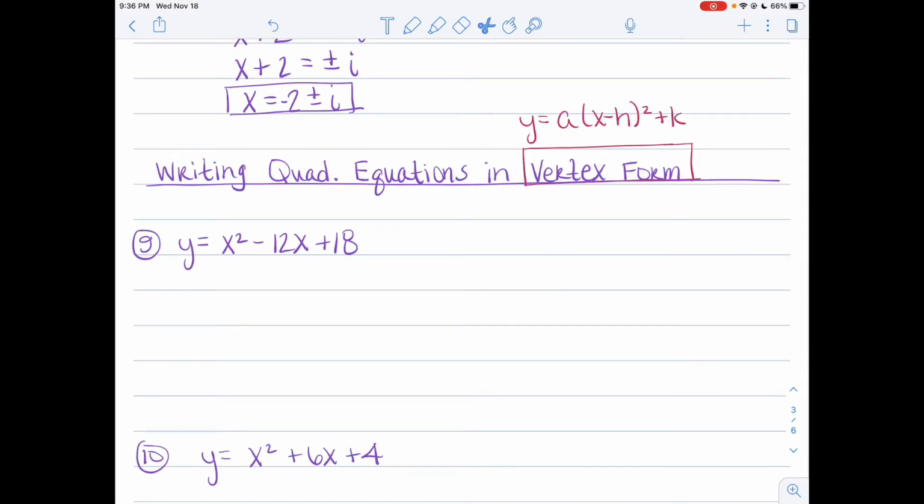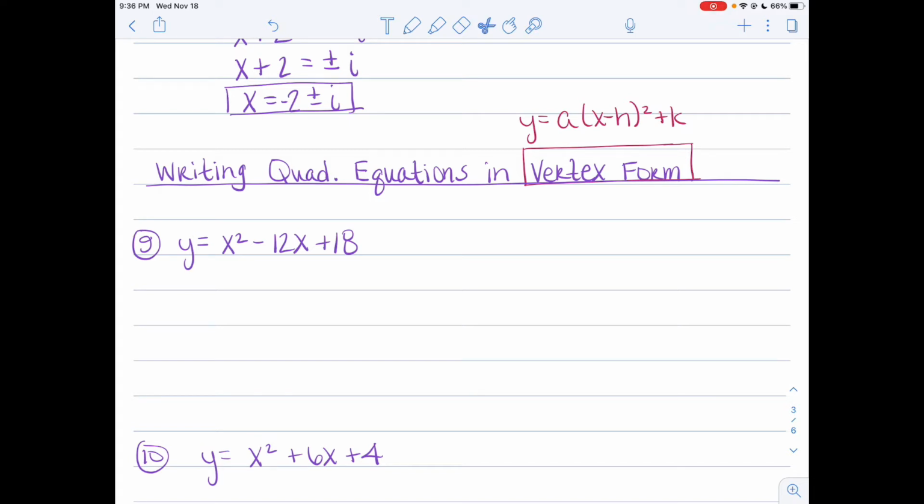All right, so let's take a look at number 9. I have a quadratic equation here. Notice that y is not indicated as 0 this time. I'm not solving. I am using this form of the equation and transforming it into the vertex form. So I want to leave the y alone. I'm not going to replace it with a 0. But I'm still going to use the same technique I've used before.